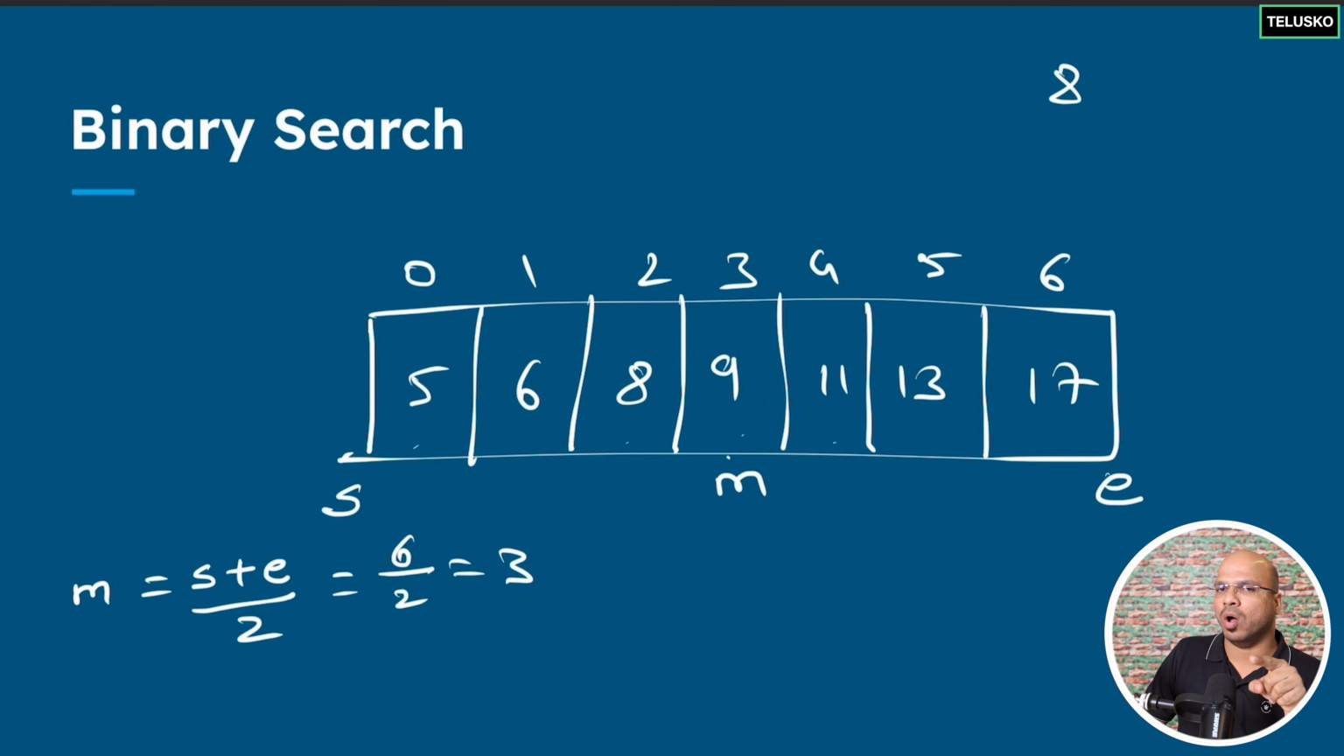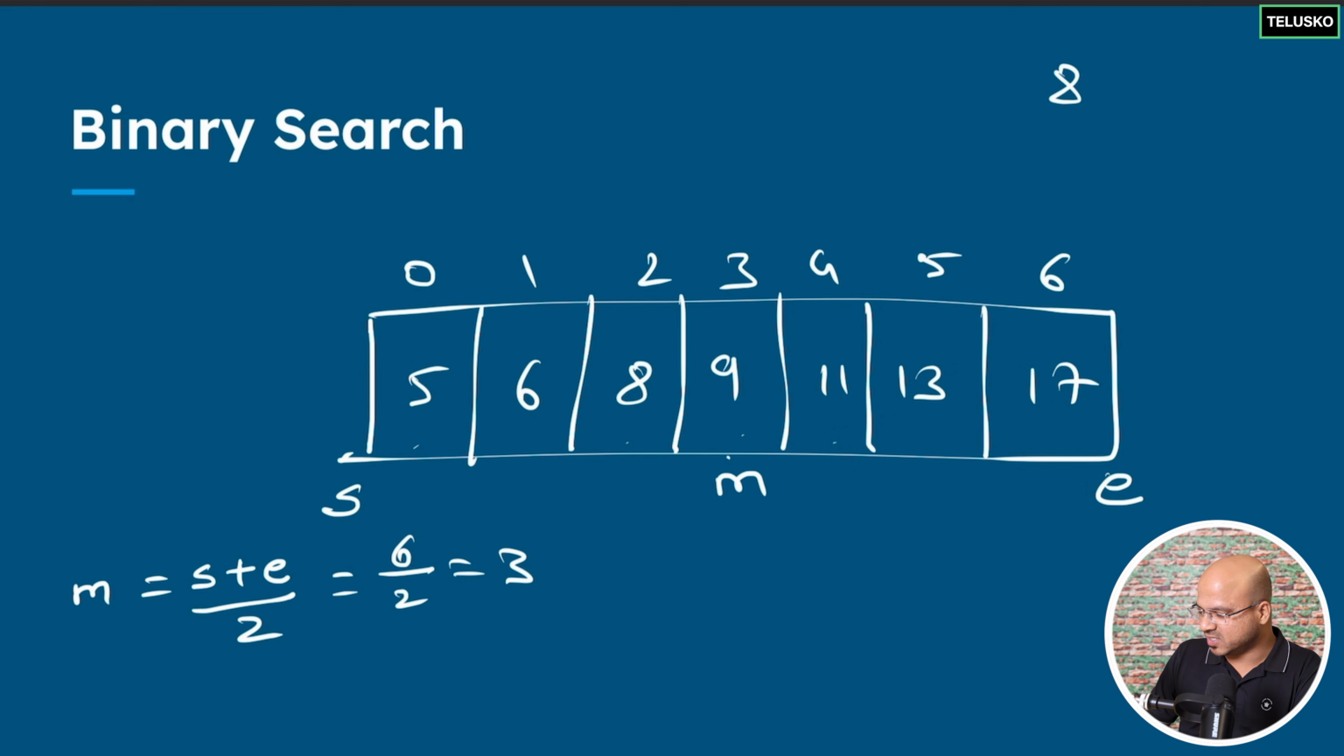But is it less than or greater than? If the value which you're searching for is less than the value which you got as a mid value, then the values after the mid value are of no importance, right? So these values here have no importance. You can directly skip them. So you can divide your array into 2 parts.